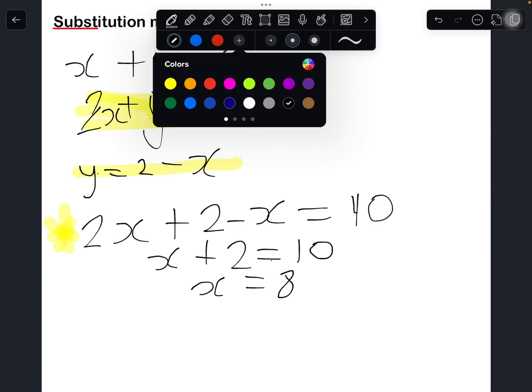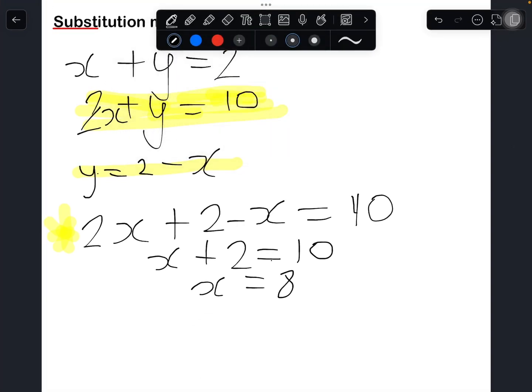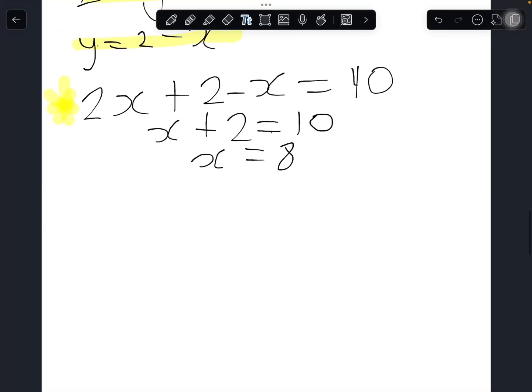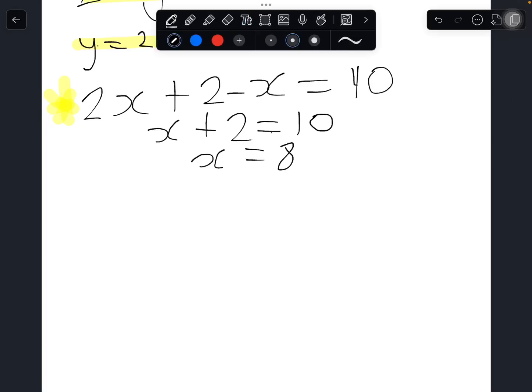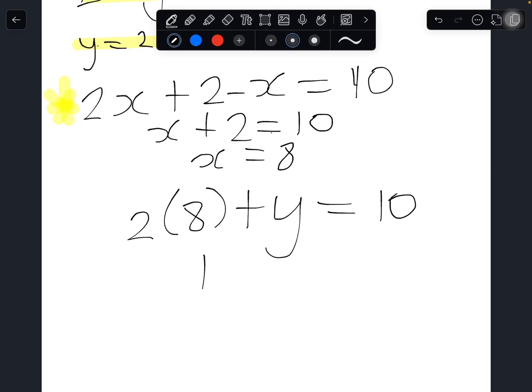Now we're going to do the same thing we did earlier. Once we have it in this form where x equals 8, we're going to substitute it into one of our equations. So we'll have 2 times 8 plus y equals 10. Then we get 16 plus y equals 10, and then we get y equals negative 6.